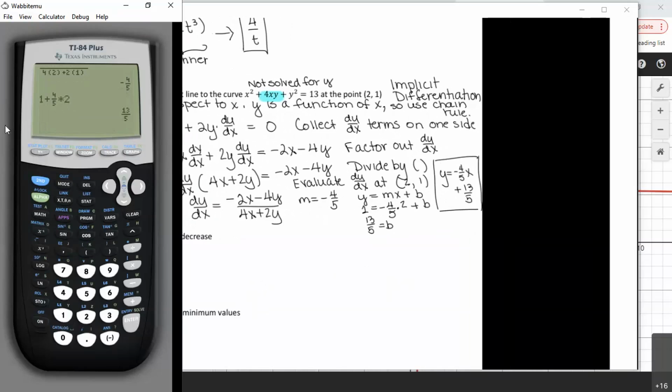Again, you can see how I leveraged my calculator to do the algebra. If you use your fraction template, which is alpha y equals, numerator, denominator, you don't need to mess with extra sets of parentheses. So it's real easy to do that.